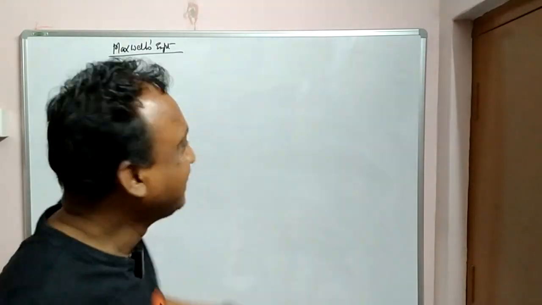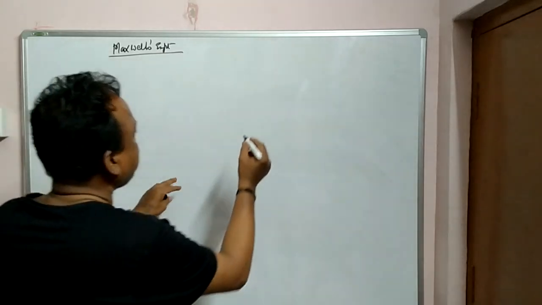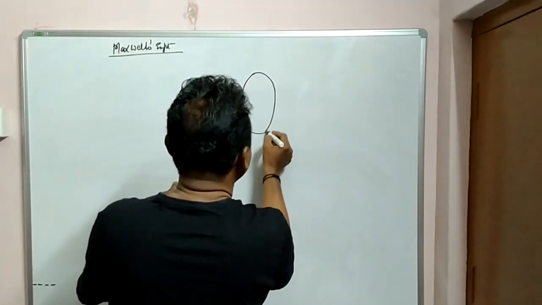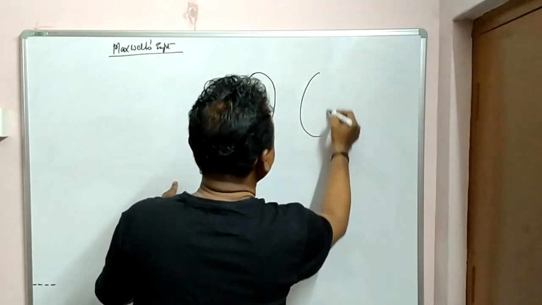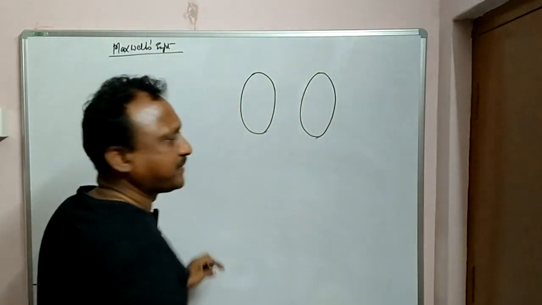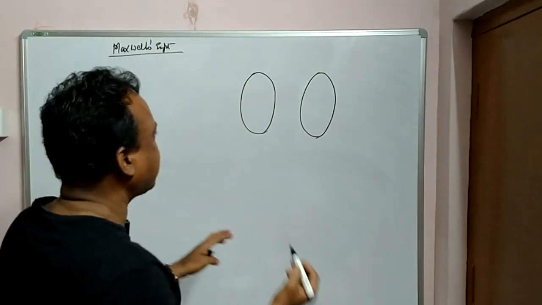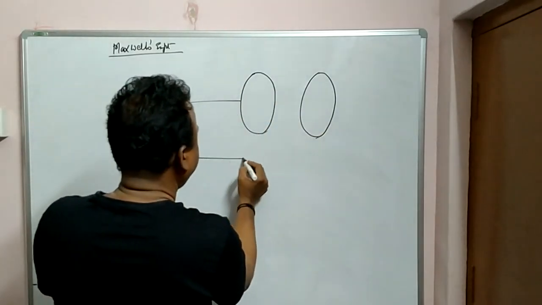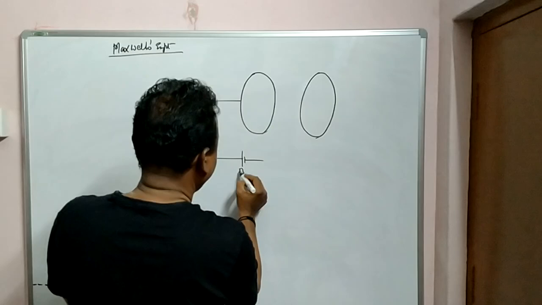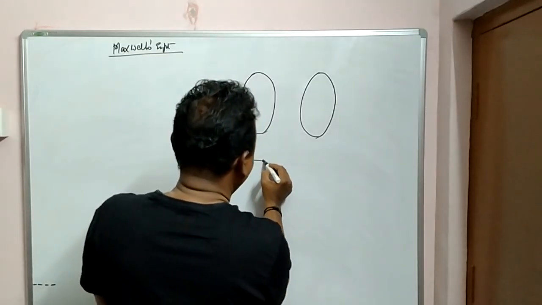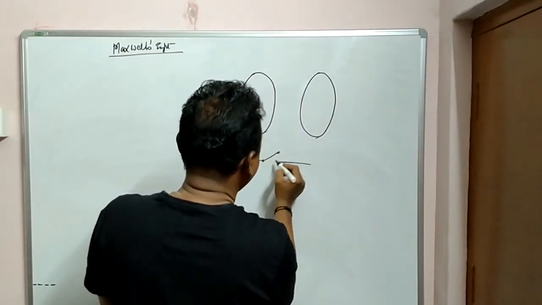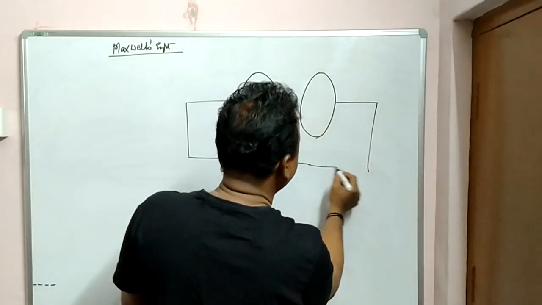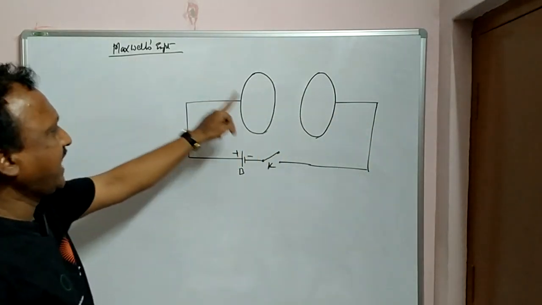Let us see what it is. So in his experiment, he has taken two circular uncharged plates. These two are uncharged and connected to a wire by a battery B, and of course a small tap key for the conduction of current. Okay, so Maxwell conducted this experiment.